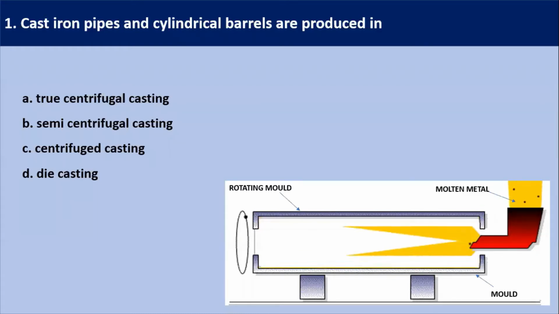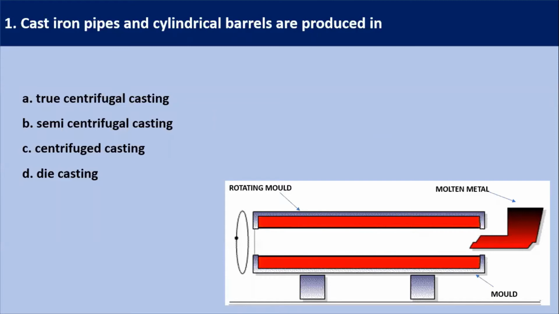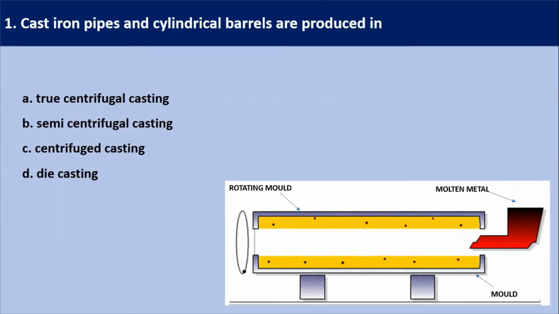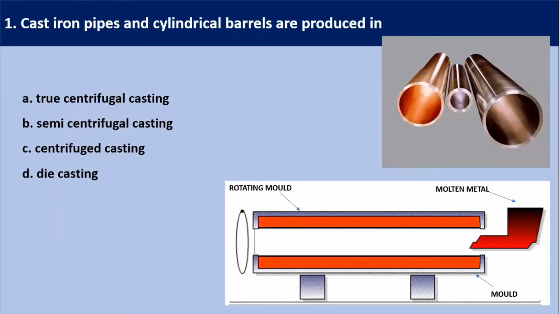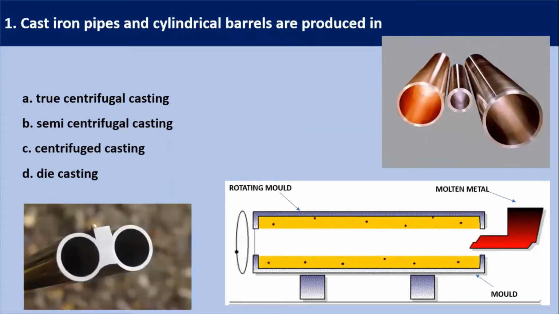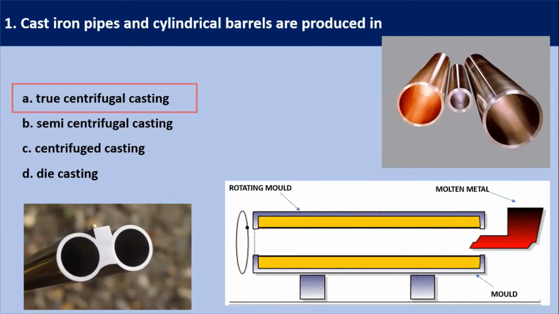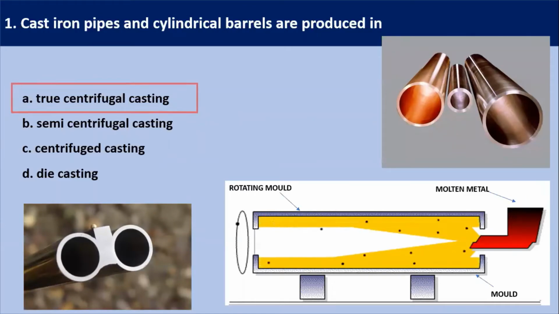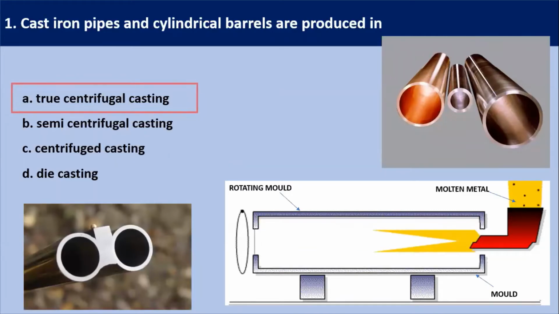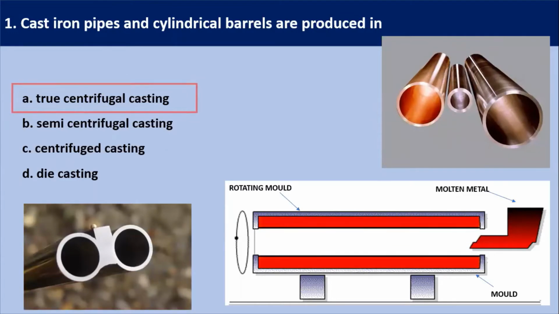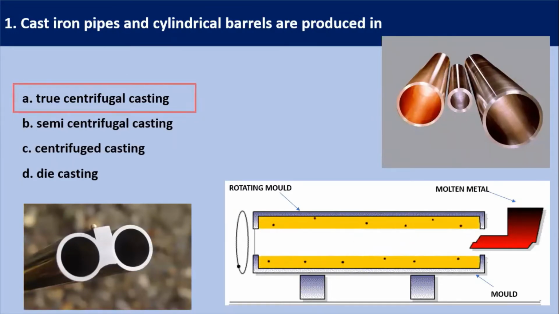Cast iron pipes and cylindrical barrels are produced in. So in this case, the cast iron pipes and the cylindrical barrels are produced in true centrifugal casting. Molten metal is poured into a rotating mold to produce tubular parts, which I have shown on your screen. So that's why our answer is A, centrifugal casting.